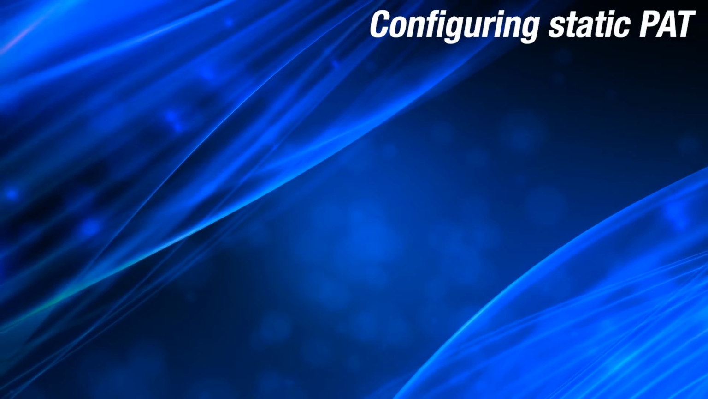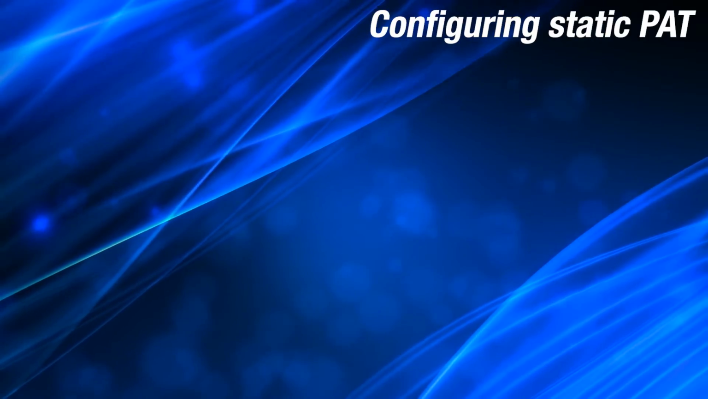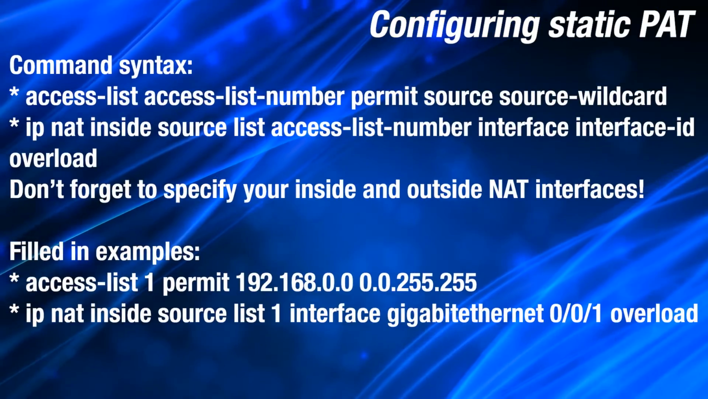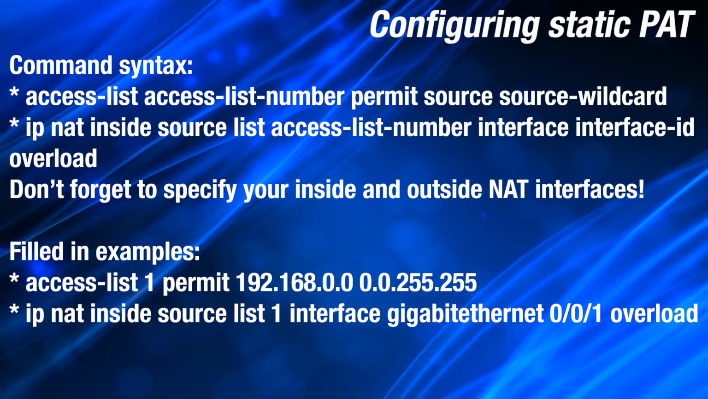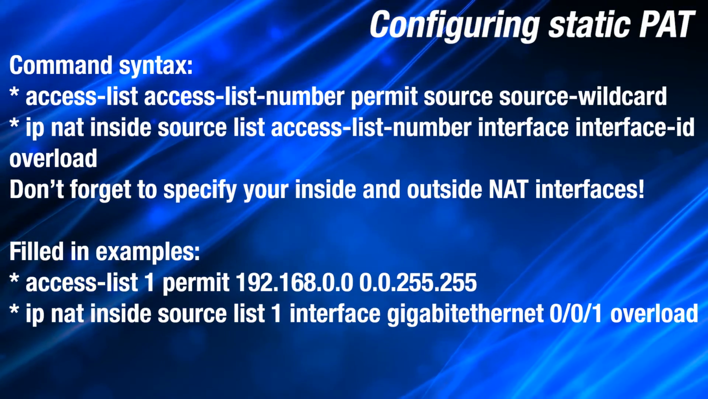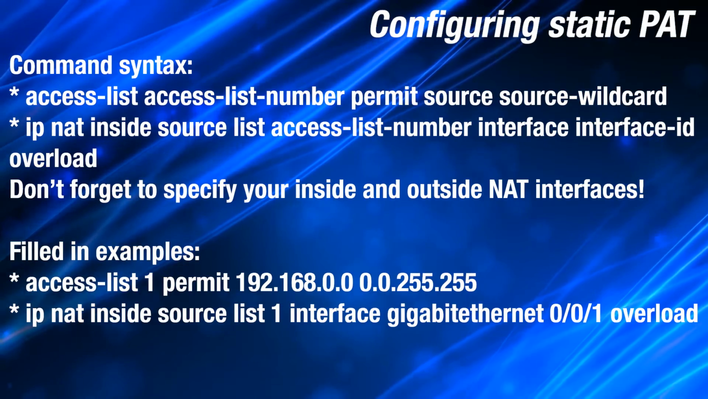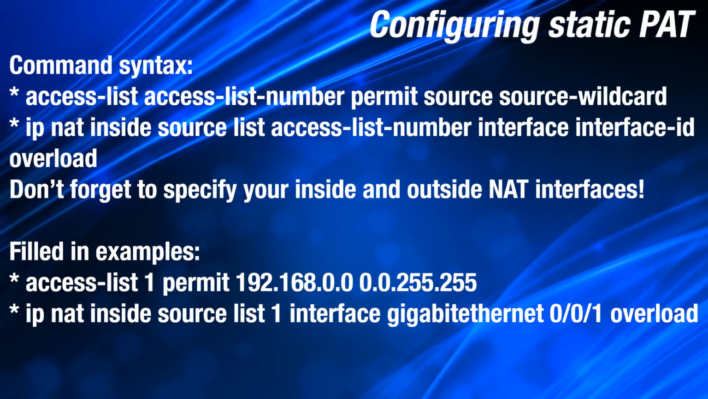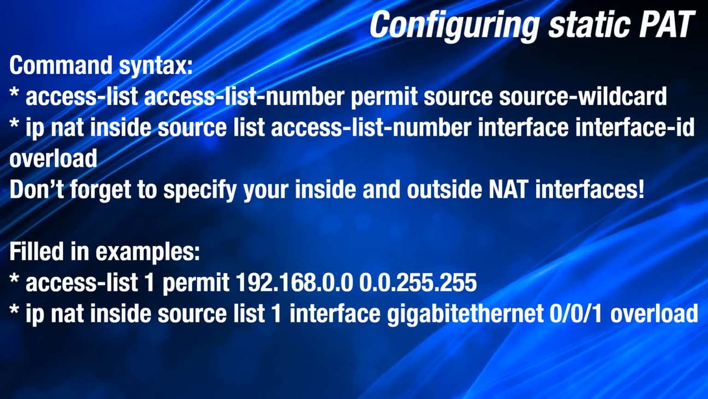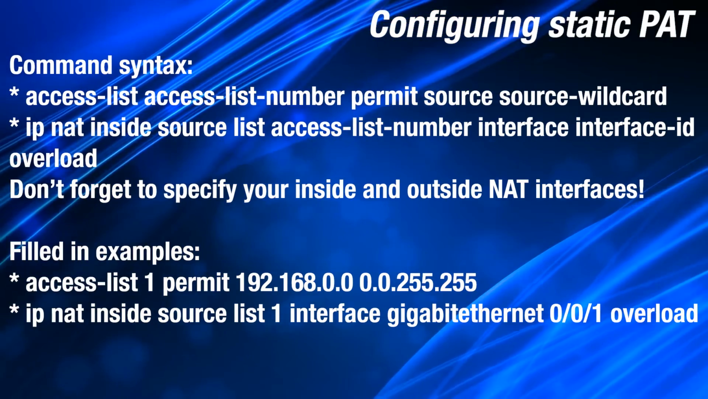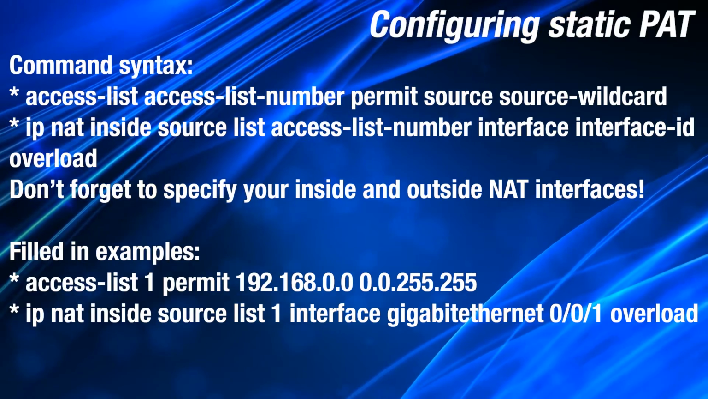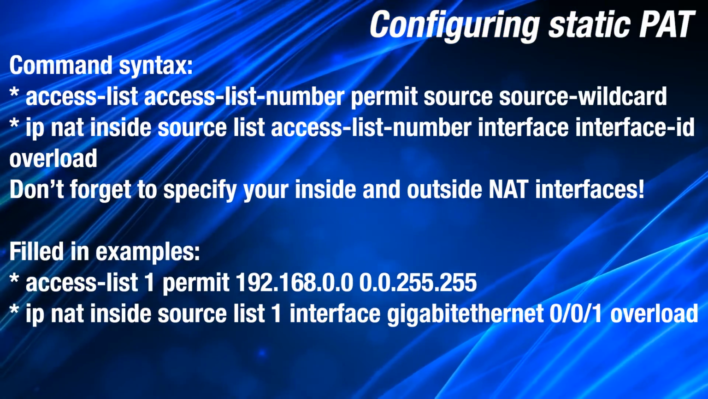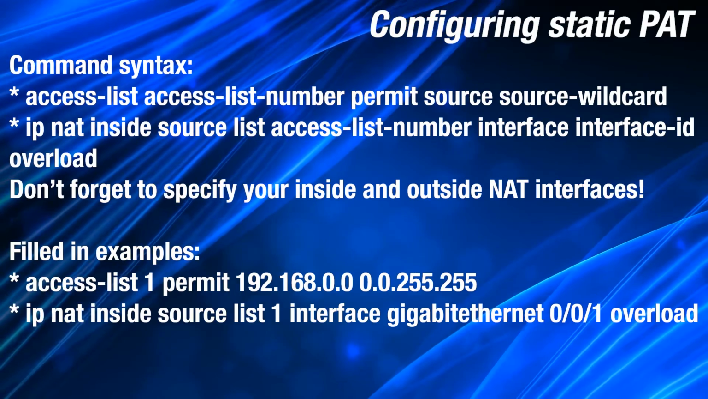To configure PAT for a single global IP address, you'll want to follow these examples. The first step is defining an access list to define the IP addresses that can be represented with PAT. After that, you'll want to configure IP NAT like this. You'll use an interface here and define overload. Don't forget to specify the inside and outside NAT interfaces. If you want to verify PAT, you can use these commands to verify your results.